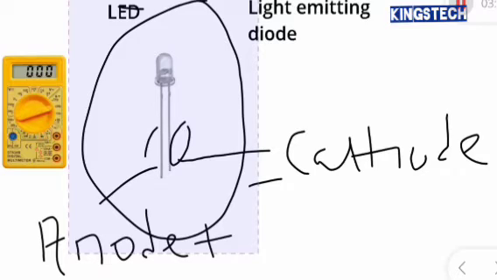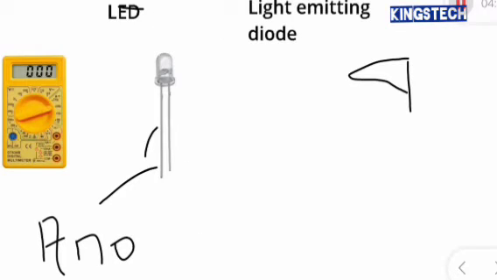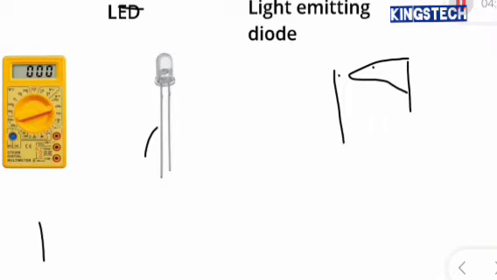If you look inside the diode, you find that there are two plates inside of it. One is bigger and one is smaller. So if we open this diode, inside of it you see something like this. Okay, let me clean the board. If you open the diode, you see something like this and something like this.